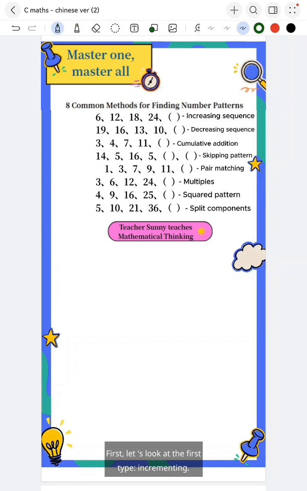For example, we see 6, then 12, then 18. Each number is found by adding 6 to the previous one. So 24 plus 6 is 30.